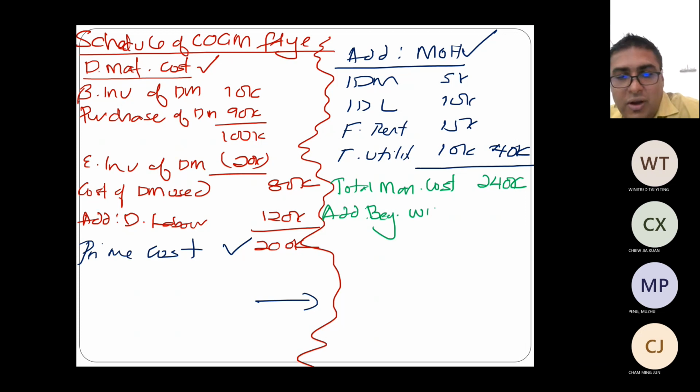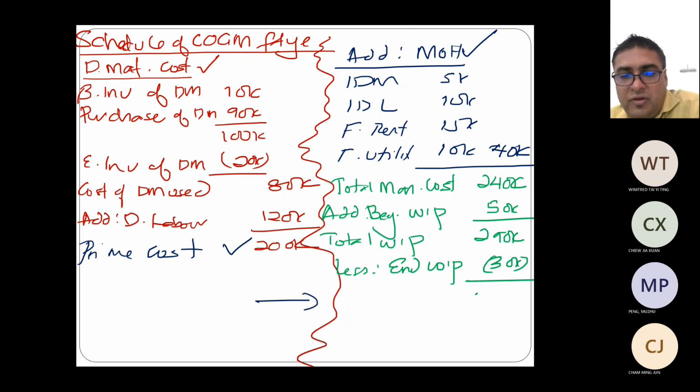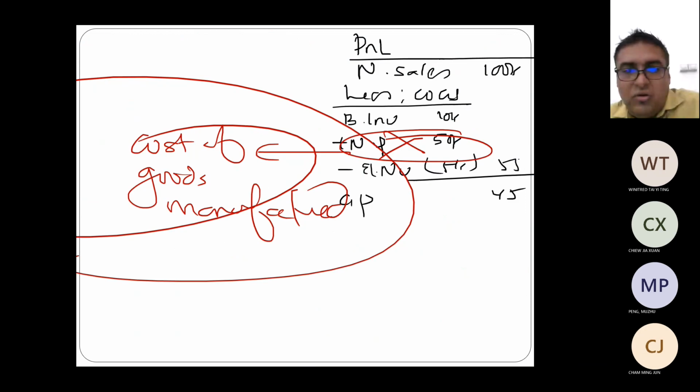beginning WIP. Let's say I got beginning WIP of 50,000. So I get total work in process become 290,000. Okay. Then at the end of this year, I may have products that I have not completed, which becomes ending WIP, let's say 30,000. So this 260,000 is my cost of goods manufactured. So this is the amount that will go into my P&L after I prepare my schedule of cost of goods manufactured.